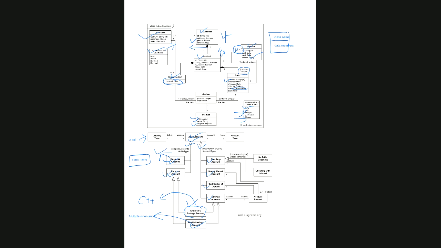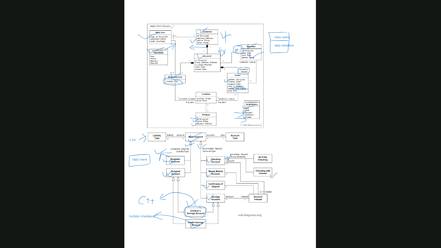Here in the relationships, you have to see the associations. Liability type is only one, but you can have many bank accounts. And account type is only one, and you can have any number of accounts. This is one to many, and this is many to one. And see here, for checking account, again you have another type. There is an is-a inheritance relationship here again, no frills checking. And then checking account is associated with another class called checking with interest.